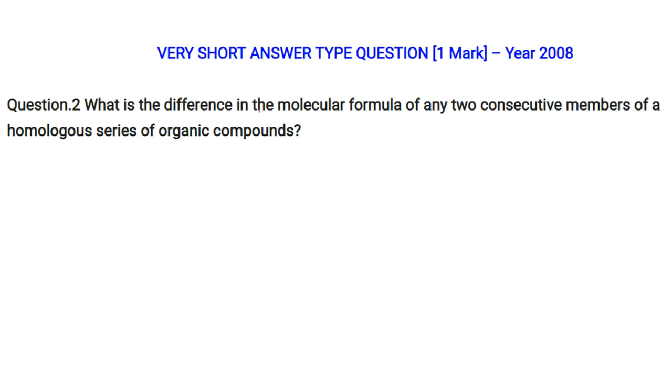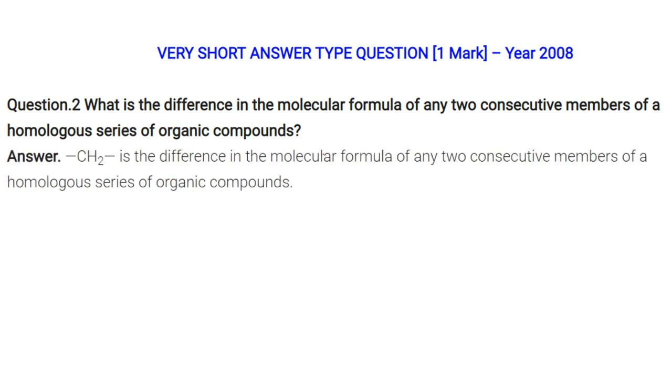What is the difference in the molecular formula of any two consecutive members of a homologous series of organic compounds? It is CH2. CH2 is the difference in the molecular formula of any two consecutive members of a homologous series of organic compounds, and 14 is the weight difference.